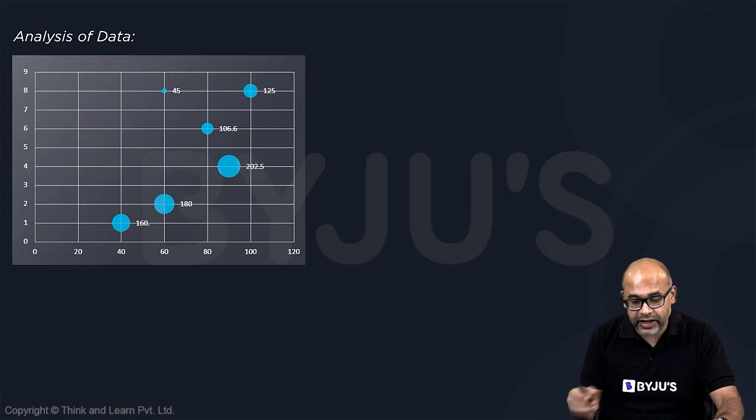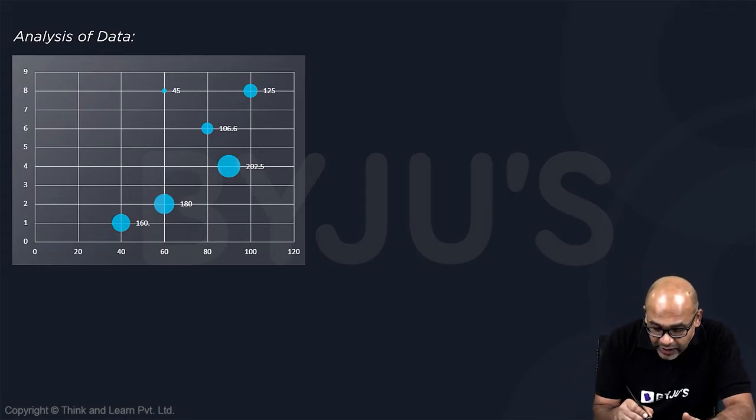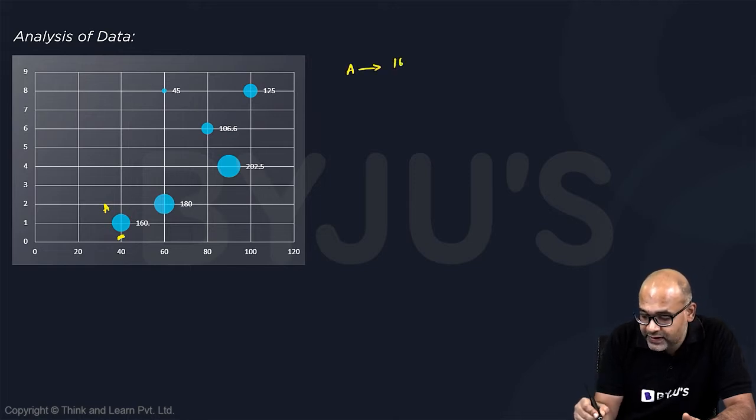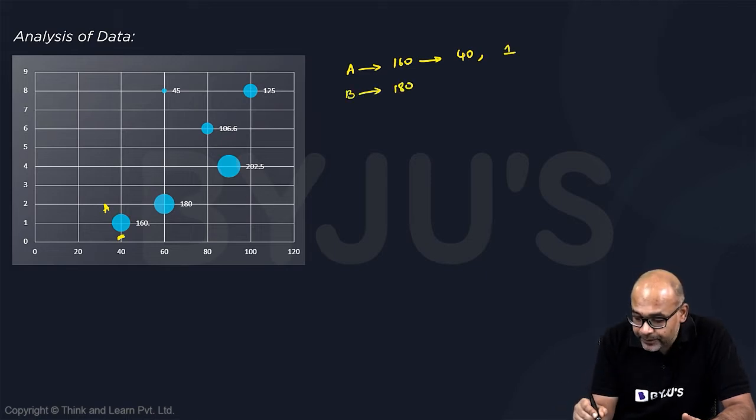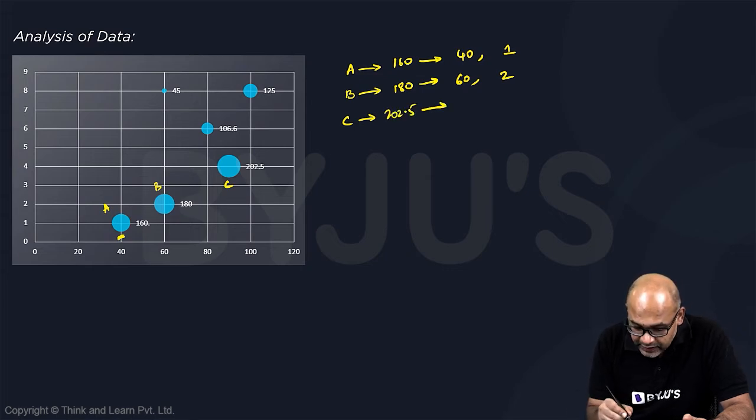So let's go ahead and take a look at this data given to us. If you start with the first one, let's call it piece of land A. This piece of land costs 160 lakhs, that is 1.6 crores, and the area is 40 and the distance is 1 kilometer. Similarly, B costs 180, the area is 60 and the distance is 2. Similarly, C is 202.5. Then you will notice that this is in between, so this will be approximately 90, and then the distance is 4.